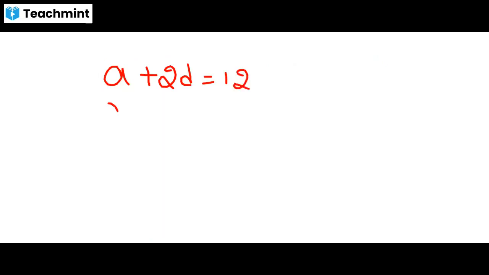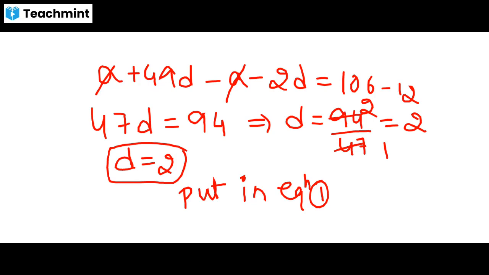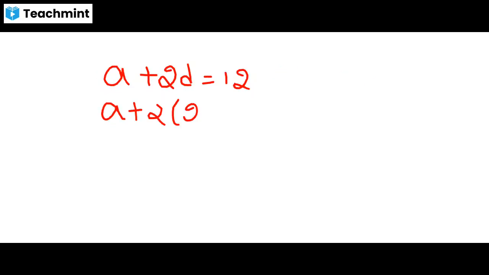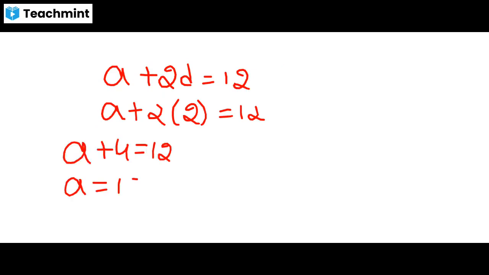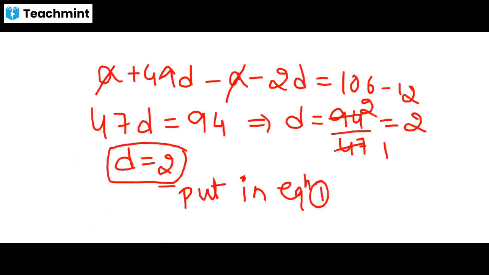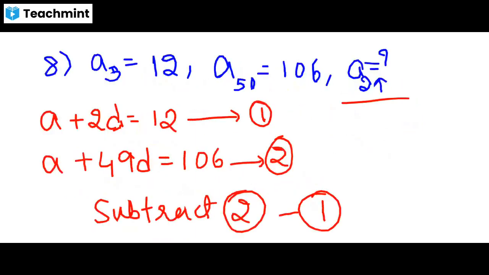Now A plus 2, in place of D, what we got, the D value is 2. So I'm going to write A plus 2 into 2 is equal to 12. Now A plus 4 is equal to 12. A is equal to 12 minus 4. So A is equal to 8. Now you got the A value and D value. What have they asked you to find? What is A29? How can you write A29?